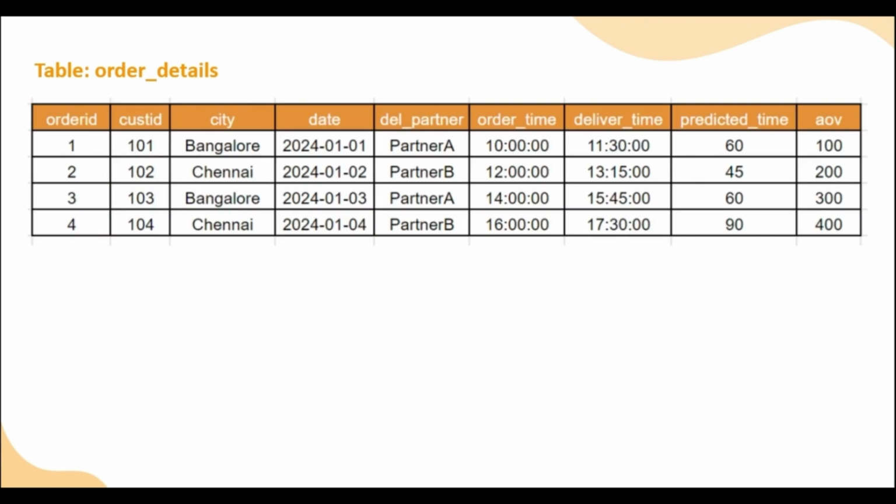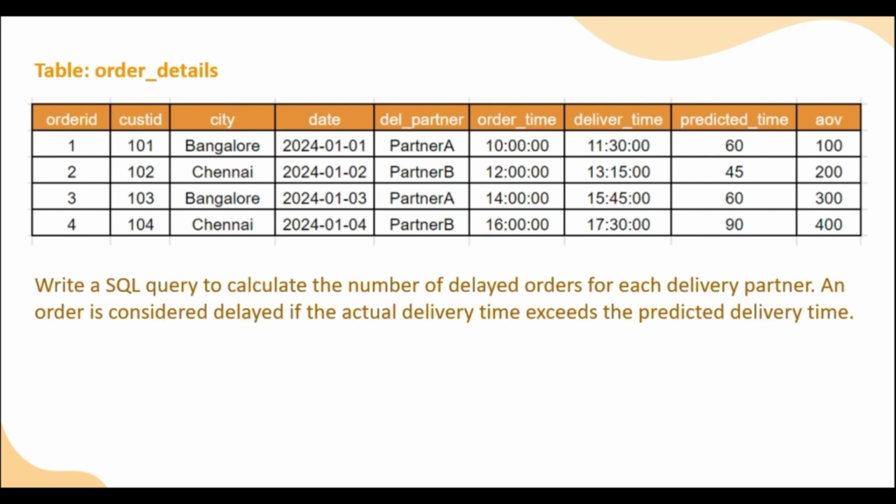So here's the scenario: you have a table named order details. It contains details of the orders. Each row in this table represents an order including details such as delivery partner, the actual delivery time and the predicted delivery time. And you have to write a SQL query to calculate the number of delayed orders for each delivery partner. And a delayed order is defined as one where the actual delivery time exceeds the predicted delivery time. So for example, if an order was predicted to be delivered in 60 minutes, but it took 90 minutes instead, then the order would be considered delayed.